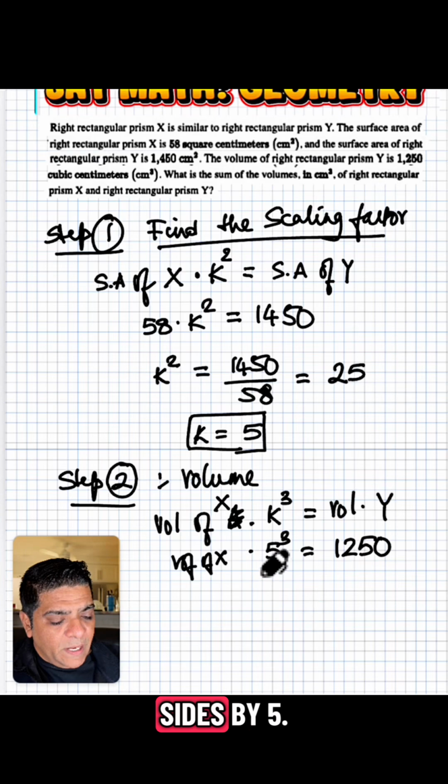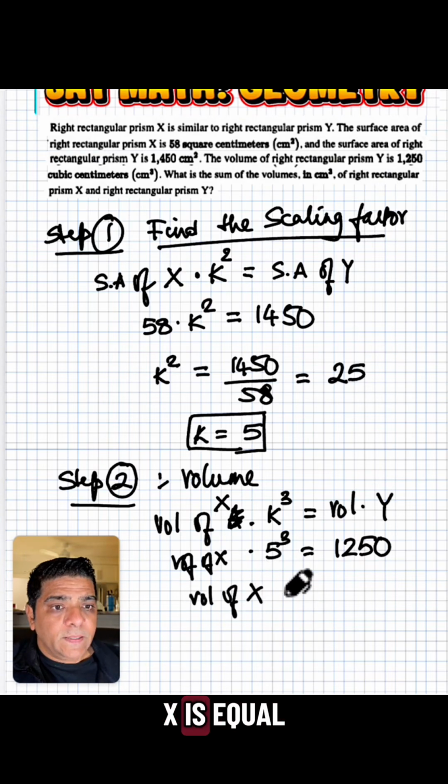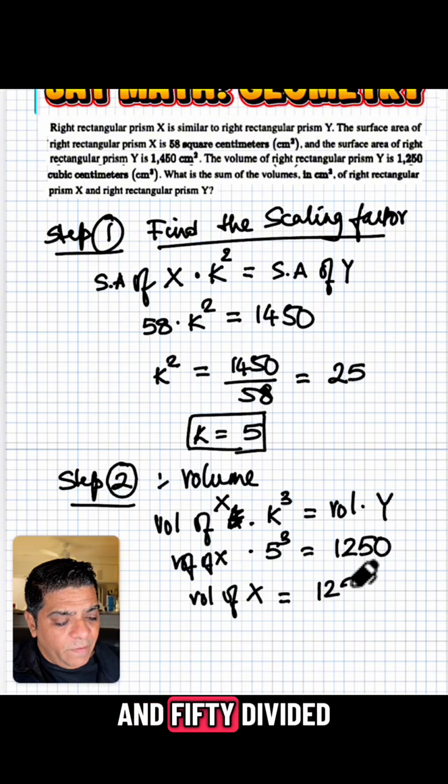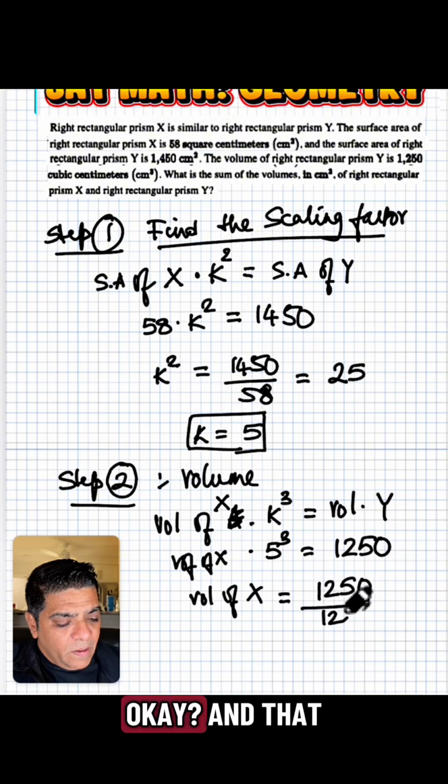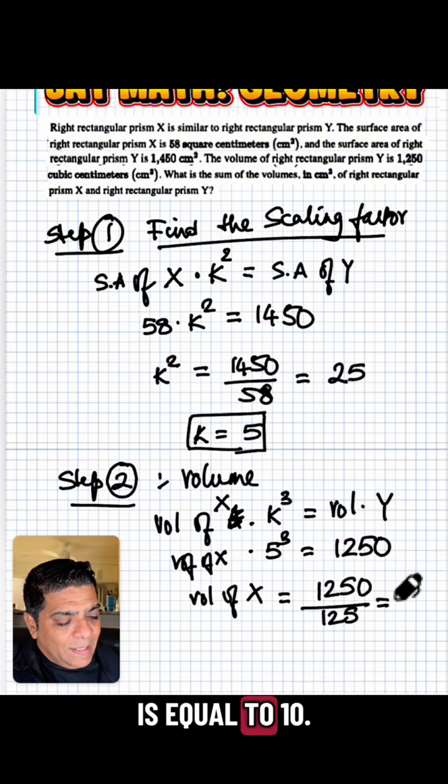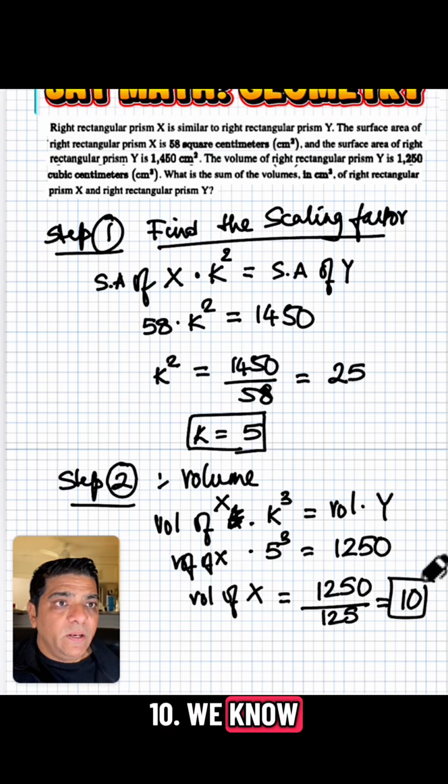Now let's solve for this. Divide both sides by 5 cubed, which is 125. So the volume of X is equal to 1250 divided by 125, and that is equal to 10. So the volume of X is 10. We know the volume of Y is 1250.